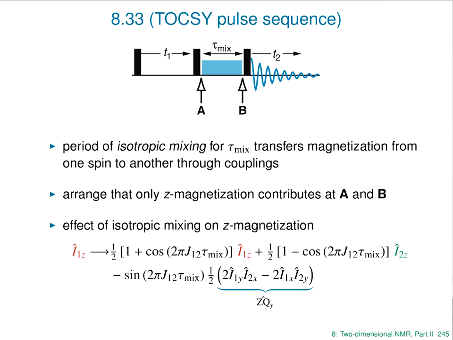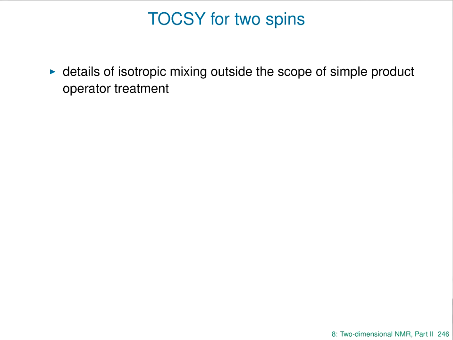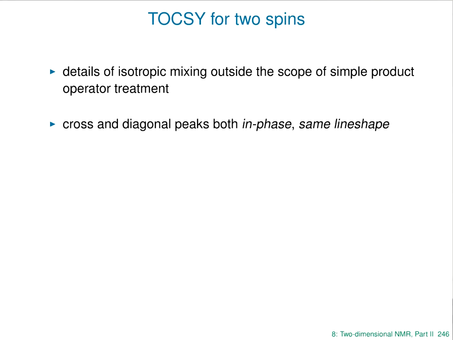The bit that gets transferred to I2Z is the interesting part, because when you have the final 90 degree pulse, that becomes observable on spin 2. And that's how you generate cross peaks. And the cross peak intensity goes as 1 minus cos 2 pi J tau. And I emphasize you can't get this from the simple product operator treatment. So the details are a bit beyond us at the moment, but what you find is that the cross and diagonal peaks are both in phase and they all have the same line shape.